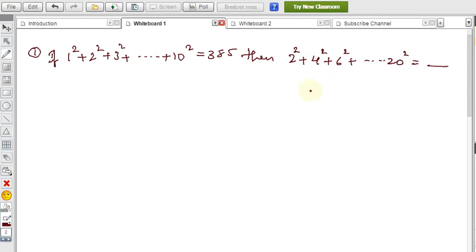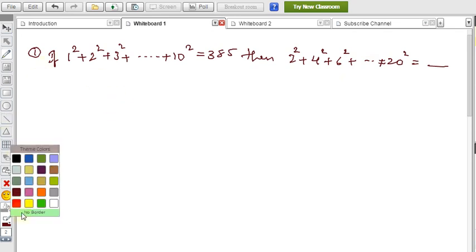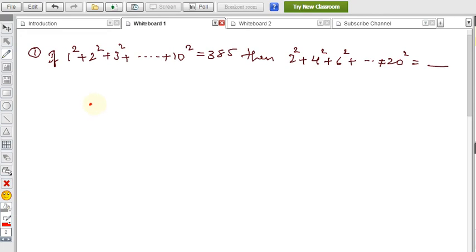1 square, 2 square, 3 square up to 10 square is given. Then we have to find out 2 square plus 4 square plus 6 square and so on up to 20 square. So I'll solve the problem like this. I have to find out the value of 2 square plus 4 square plus 6 square plus 8 square plus so on, plus 20 square is equal to dash.